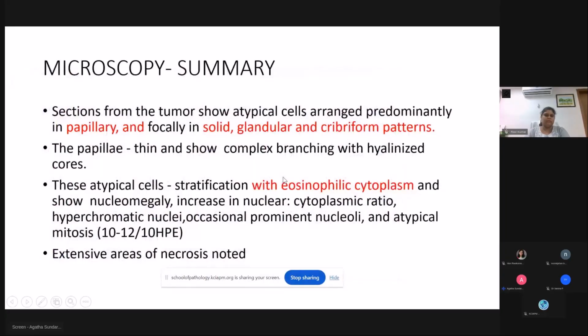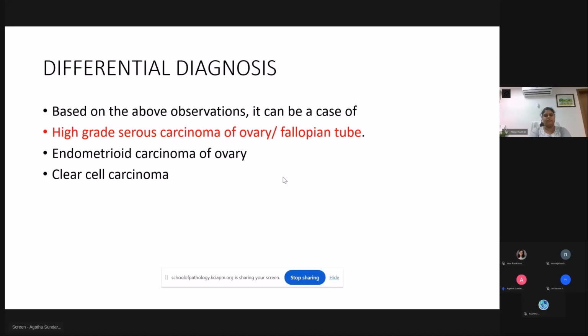So based on this, we can give a summary: sections from the tumor show atypical cells arranged predominantly in papillary and focally in solid, glandular, and cribriform patterns. The papillae are thin, some are broad, and show complex branching with hyalinized cores. These atypical cells show stratification with eosinophilic cytoplasm, nucleomegaly, increase in nuclear cytoplasmic ratio, hypochromatic nuclei, occasional prominent nucleoli, and atypical mitosis, which are around 10 to 12 per 10 high power fields. There are also extensive areas of necrosis.